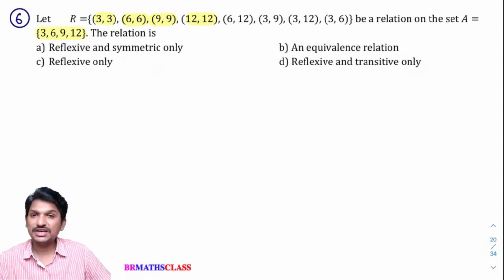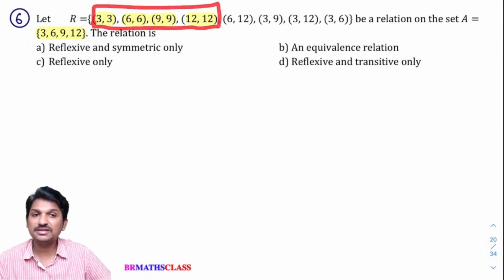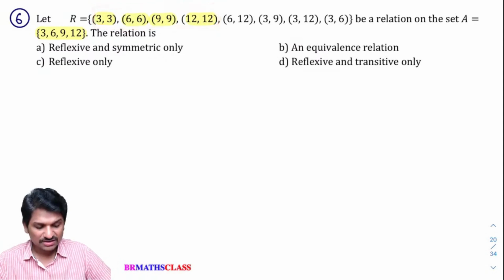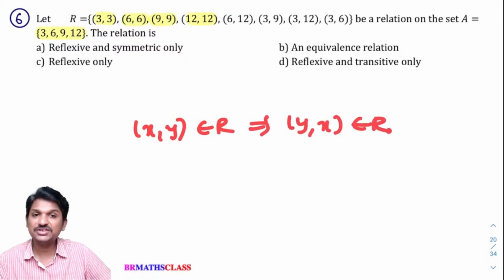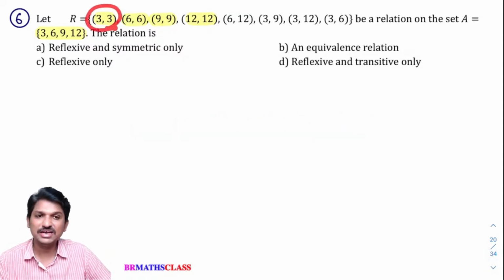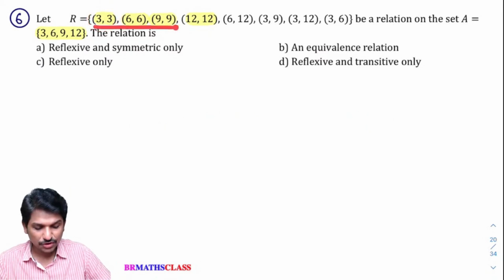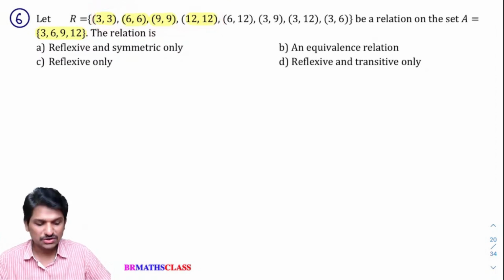Now, we need to check the symmetric property. I already discussed it in the last class. See, these ordered pairs in the relation always satisfy the symmetric property. No need to check separately. What is the symmetric property? If x comma y belongs to the relation, then we look whether y comma x also belongs to the relation or not. We will check for these things. Here, if you take 3, 3, what is the reverse order of 3, 3? That is 3, 3 only. So, for these 4 elements, you need not check the symmetric property. These 4 elements definitely satisfy the symmetric law. Now you need to check for these elements only.